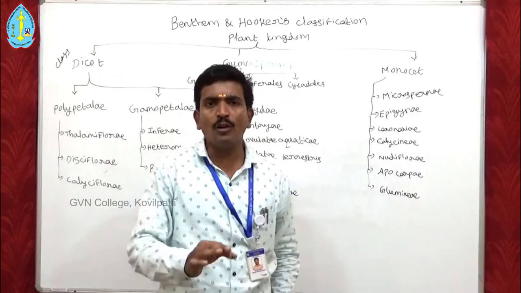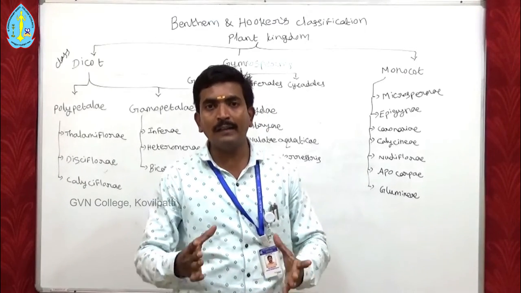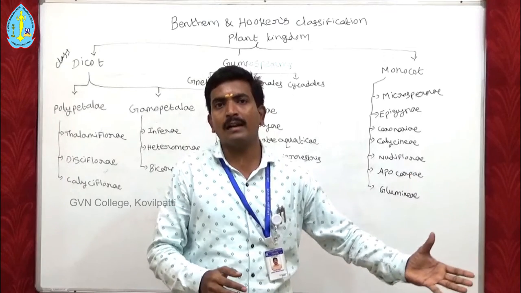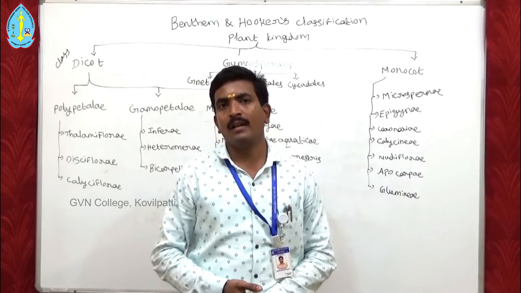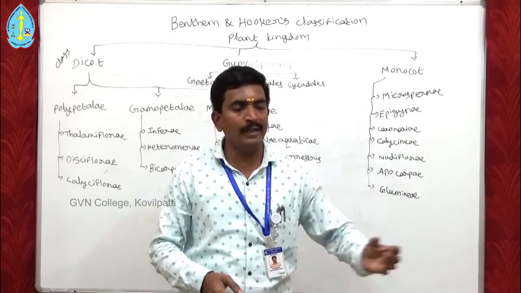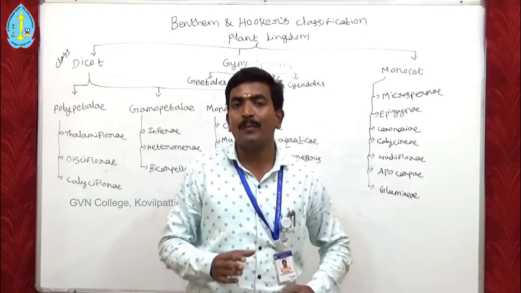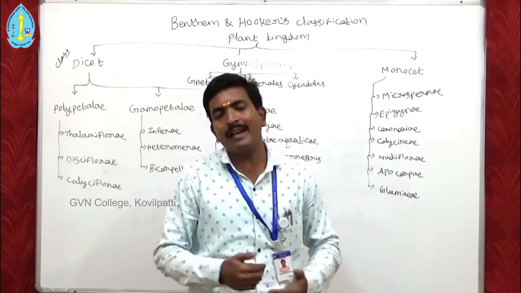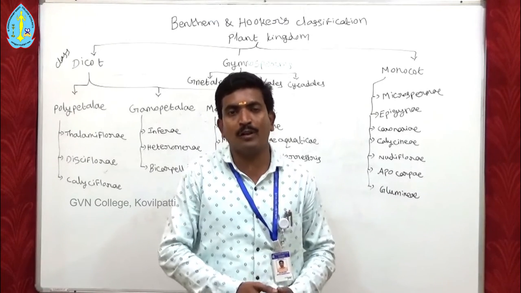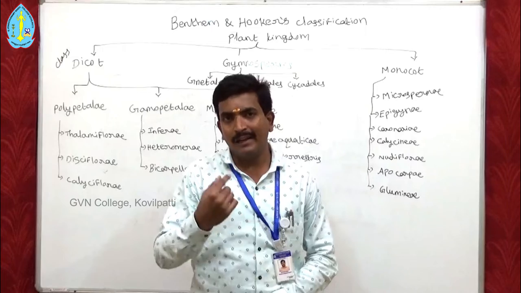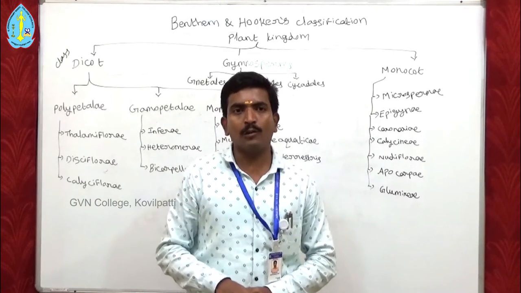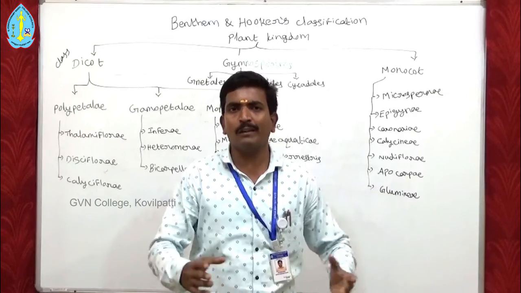Even now, most of our students cannot identify whether a plant comes under dicotyledon or monocotyledon. If we ask the students how they identify the dicotyledon and monocotyledon plants, students simply say: dicotyledon means it contains two cotyledons, reticulate venation, and also a taproot system. And monocotyledon means a single cotyledon, parallel venation, and also a fibrous root system. That's all okay.